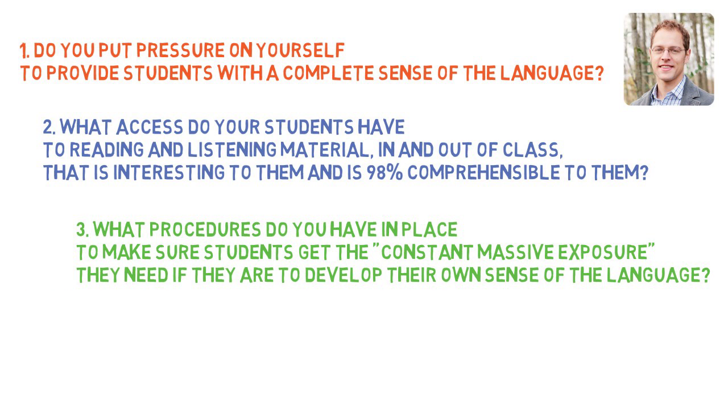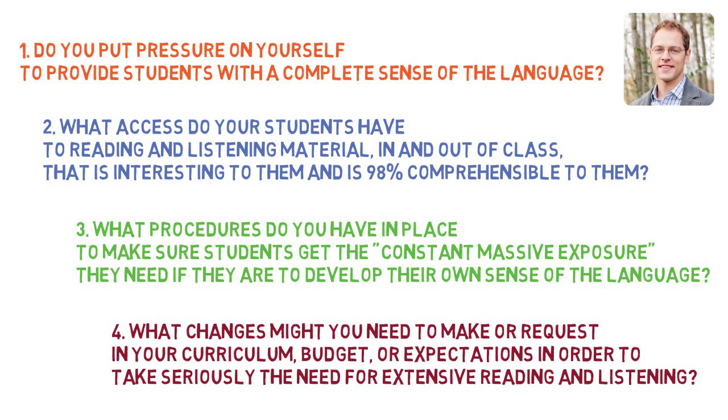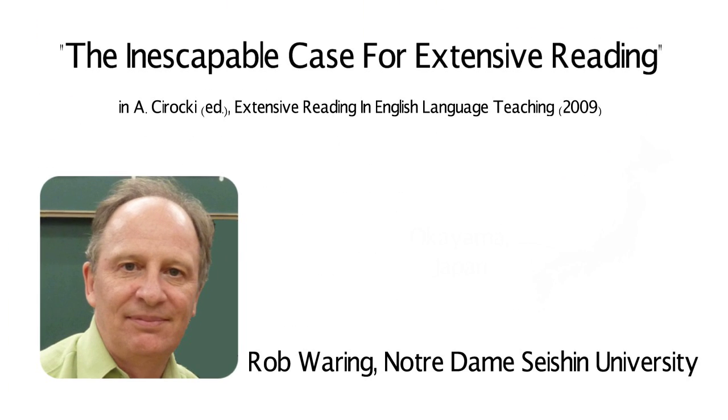3. What procedures do you have in place to make sure students get the constant, massive exposure they need if they are to develop their own sense of the language? 4. What changes might you need to make or request in your curriculum, budget, or expectations in order to take seriously the need for extensive reading and listening? For more of Waring's comments on the relationship between extensive reading and textbooks, the relationship between intentional and incidental learning, and the use of texts written for native speakers, please check out the full article.